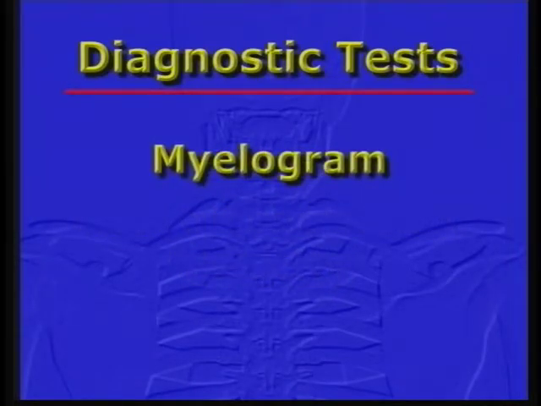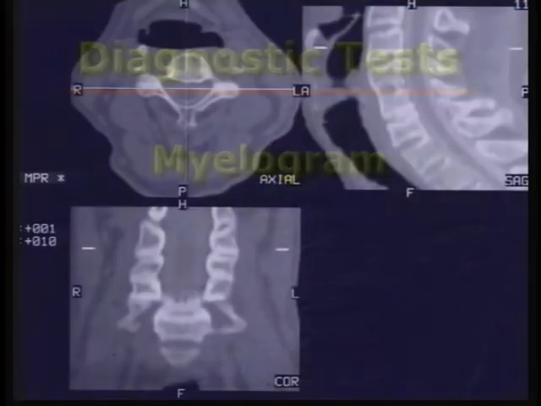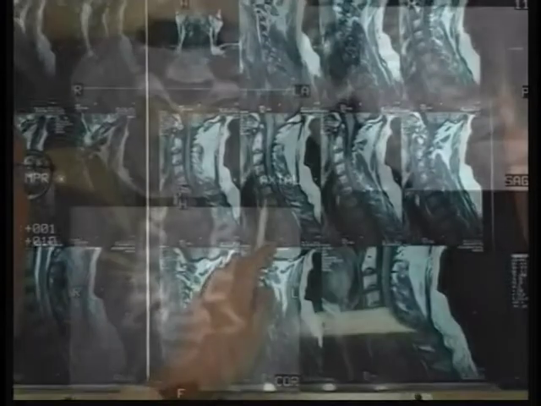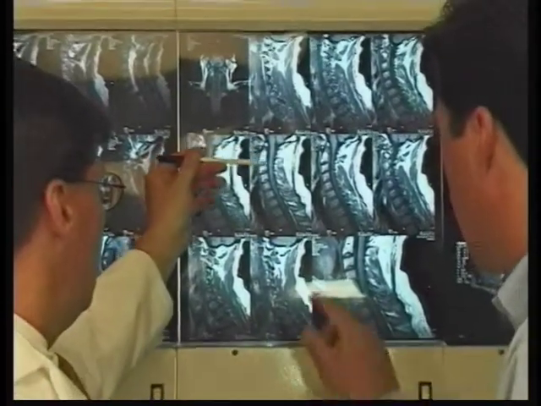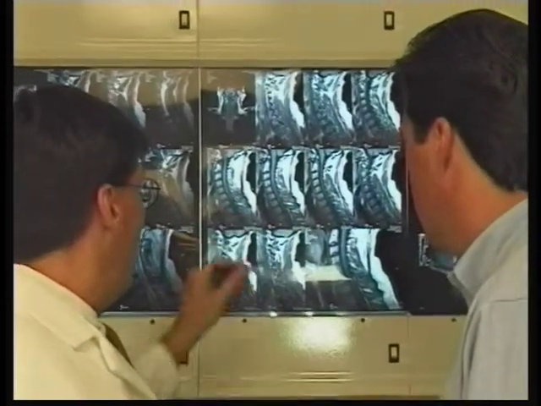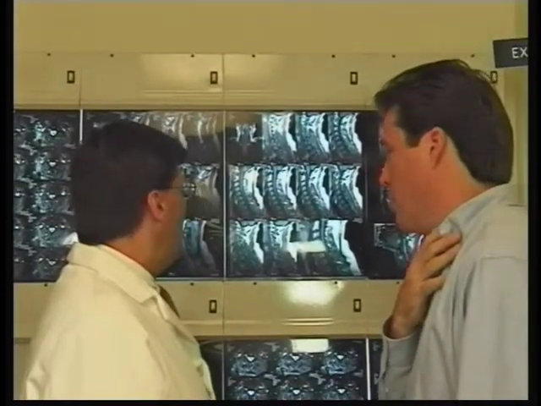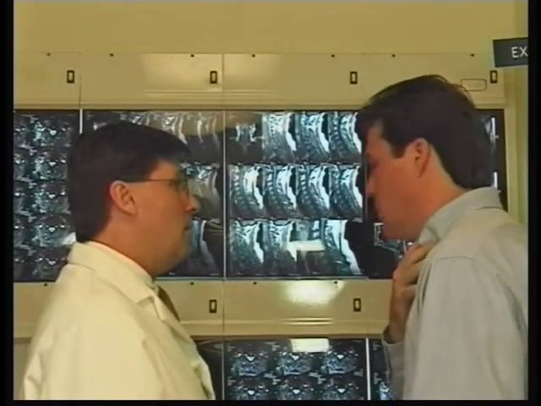Myelograms. This test places a special dye in your spinal sac, and in conjunction with X-rays, MRIs, and CAT scans, the spinal nerves are highlighted to determine abnormal areas. These diagnostic tests, along with your physical examination, allow the doctor to accurately diagnose your condition and recommend the best course of action to be taken for your recovery.